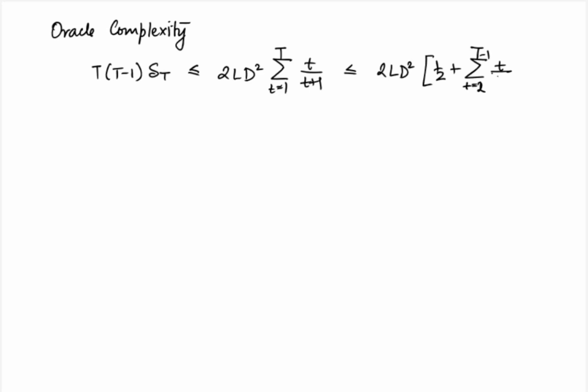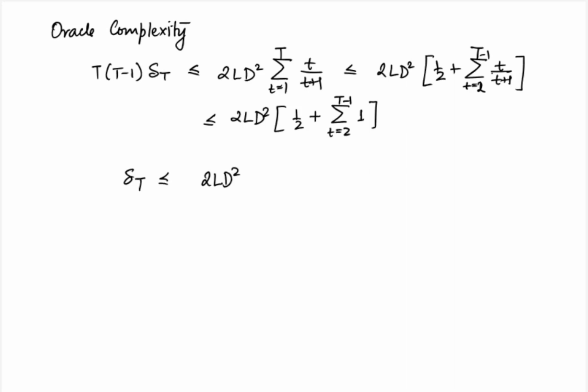Now each of the terms within the summation can be bounded by 1, so that we get less than or equal to 2LD square half plus summation from 2 to T minus 1 of 1s. So dividing both sides by T into T minus 1, we obtain that delta T is less than or equal to 2LD square into 2T minus 5 by 2T into T minus 1. So this expression is too complicated for us. Let us further bound it as 2LD square by T plus 1, so that this is the final bound that we have.